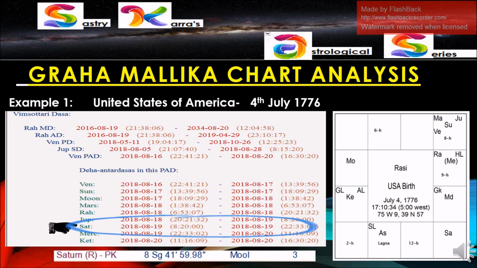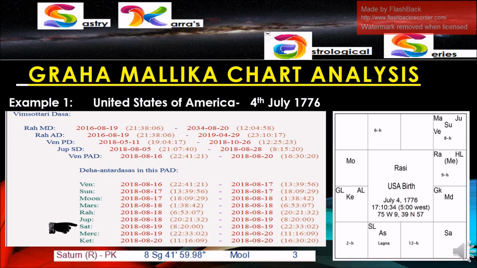These are the 3 days where the chances of Graha Mallika are possible. So I'm taking August 19th as a 100% guaranteed Graha Mallika. So let's go and see, on 19th August, according to Vimsottari Dasa, what is the planetary Dasa system going on.